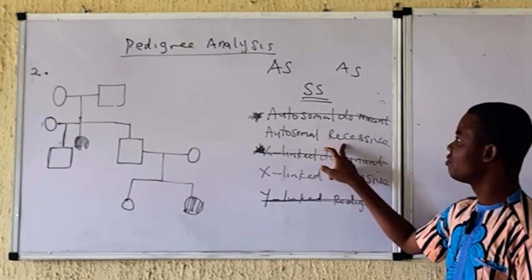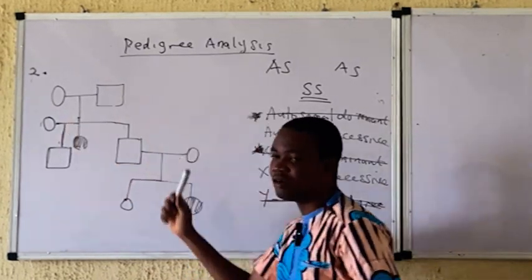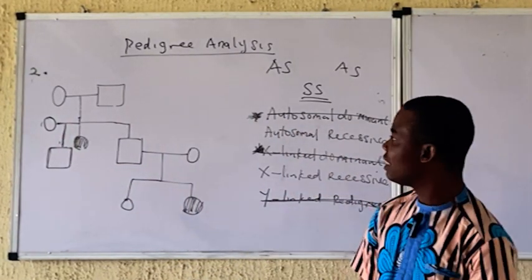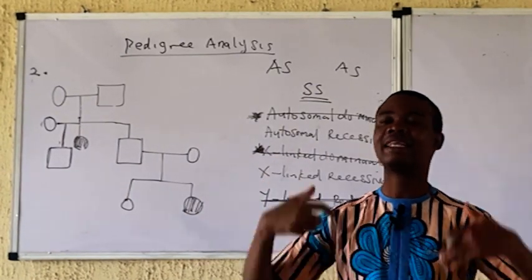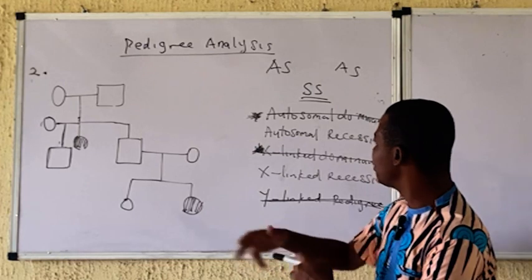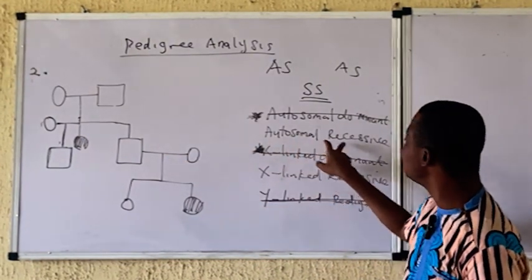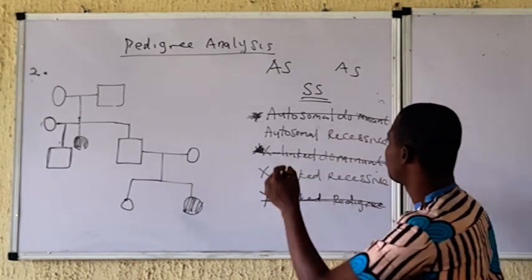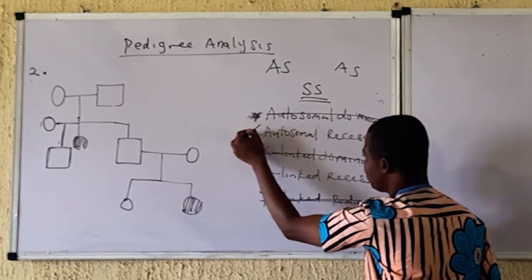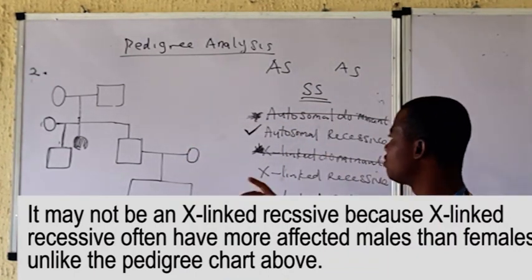Why? Because these two parents are definitely heterozygous for that particular gene, meaning that they are carriers. So this pedigree analysis may likely be autosomal recessive. We can now mark that there's a likelihood that this is an autosomal recessive trait.